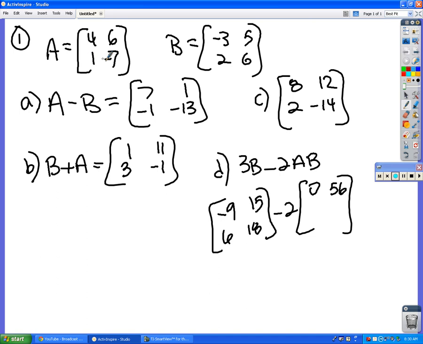Then jump down here to this row times this column. So 1 times negative 3 is negative 3. Negative 7 times 2 is negative 14. So that is negative 17. And then if I go this row times this column, I get 1 times 5 is 5. And negative 7 times 6 is negative 42. So that gives me negative 37.